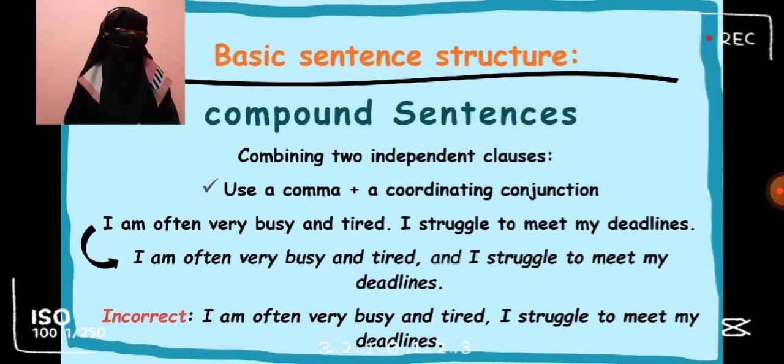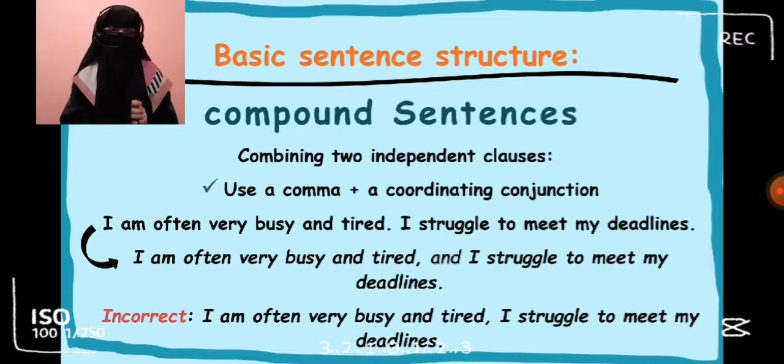Another option is to use a comma and a coordinating conjunction. Coordinating conjunction might be a new phrase to some people, so I'll explain those as well. Here's my example again. I'm often very busy and tired, and I struggle to meet my deadlines. Here's an example where I used a comma and a coordinating conjunction.